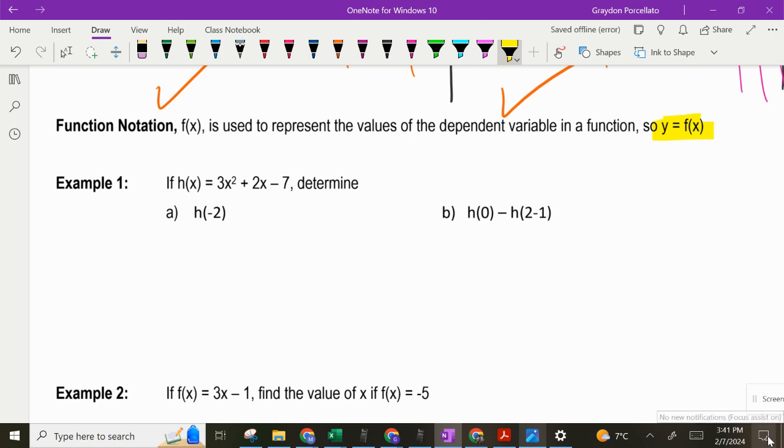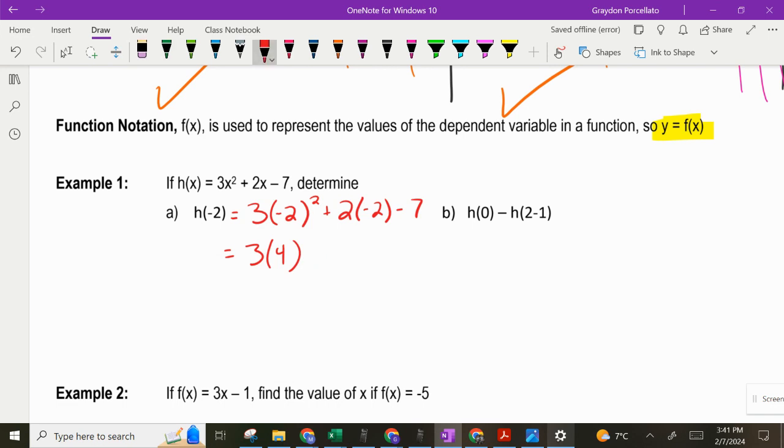Okay. So example 1 says h of x is equal to 3x squared plus 2x minus 7. It wants us to determine a couple things. It wants us to determine h of -2. Well, we did this. Okay, we did this in our little review. So all I'm going to do is sub -2 into my equation. And I'm going to simplify. So that becomes 3. Oh, love when I say one thing and write another.